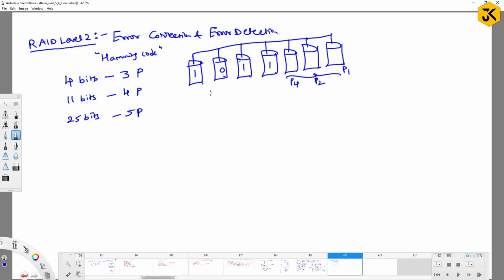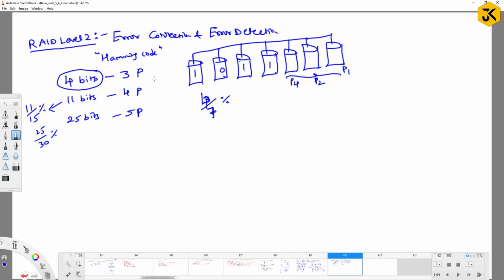If you observe here, what is the effective utilization? It will be 4 by 7. Sorry, it should not be reliability, it is the effective utilization of the space. Actually, I need to store only 4 bits. But how much memory am I wasting? Extra 3 bits, right? So effective utilization is 4 by 7. Here, what is the effective utilization? 11 by 15. Here, what will be the answer? 25 by 30 is the effective utilization, right?